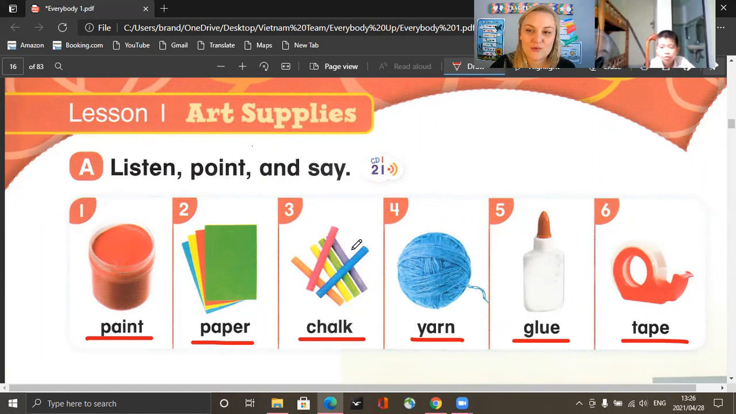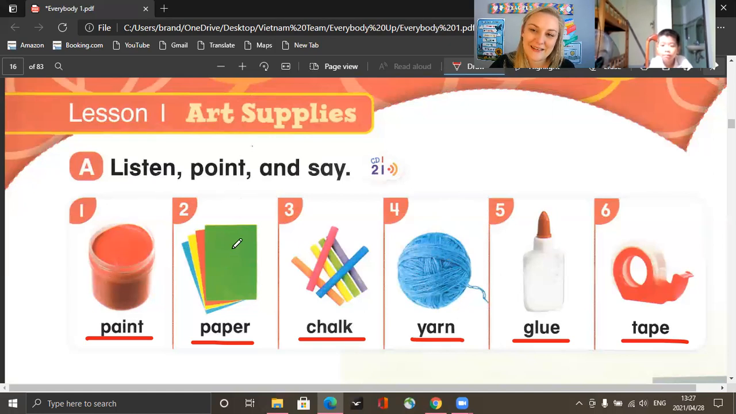Chalk. Yes. Okay. And again? Chalk. Okay. What's number one? Paint. Yes. Number two? Paper. Yes. Number three? Chalk. Okay. Number four? Yarn. Okay, let's try number one again.